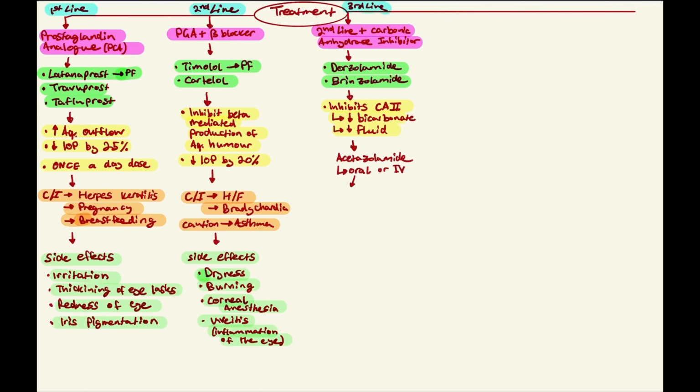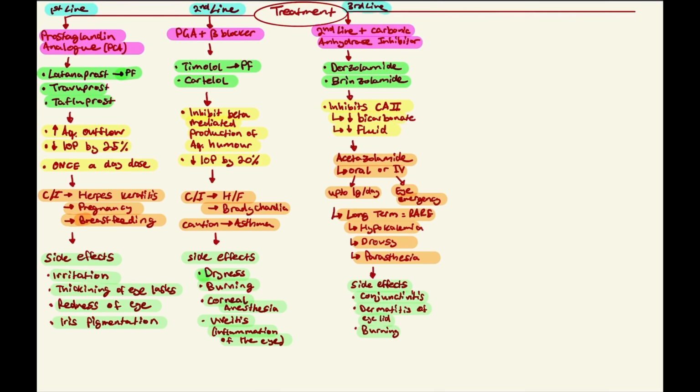If given orally, the dose is usually up to 1 gram a day in divided doses. It is given by intravenous injection for the use of an eye emergency, such as closed angle glaucoma. However, acetazolamide is rarely prescribed long term because of the side effects of hypokalemia, drowsiness, and paresthesia, which is pins and needles around the body. Here's a list of the general side effects that carbonic anhydrase inhibitor eye drops can cause.